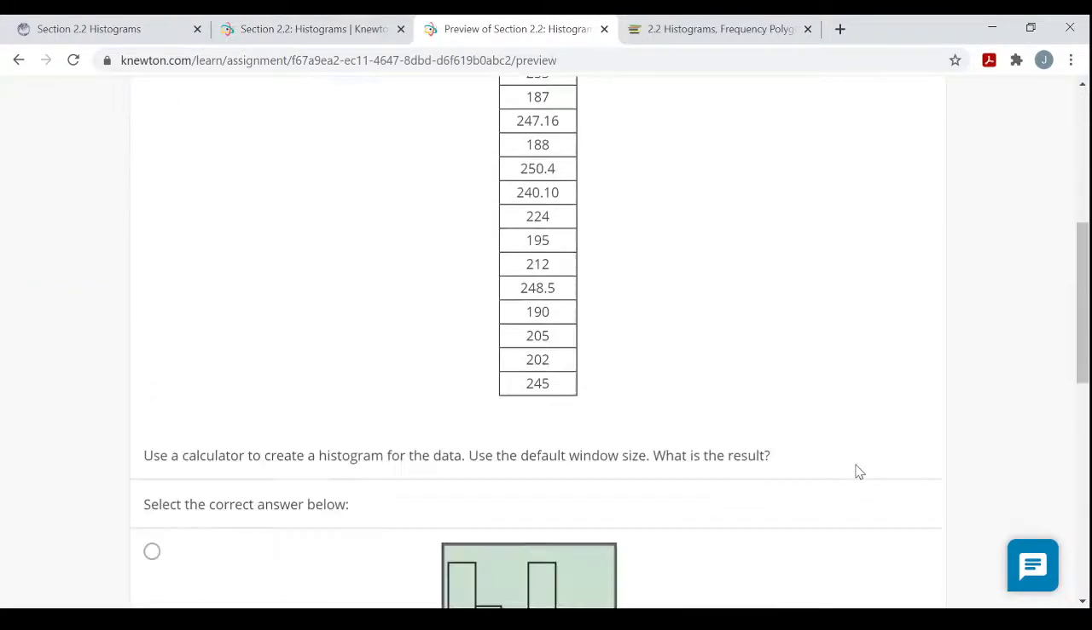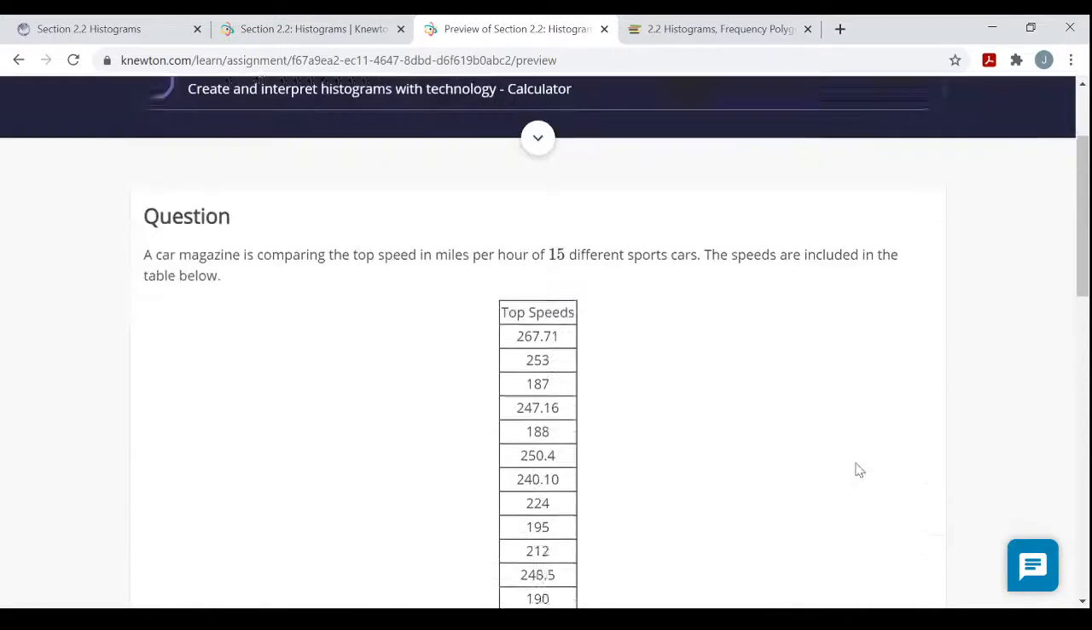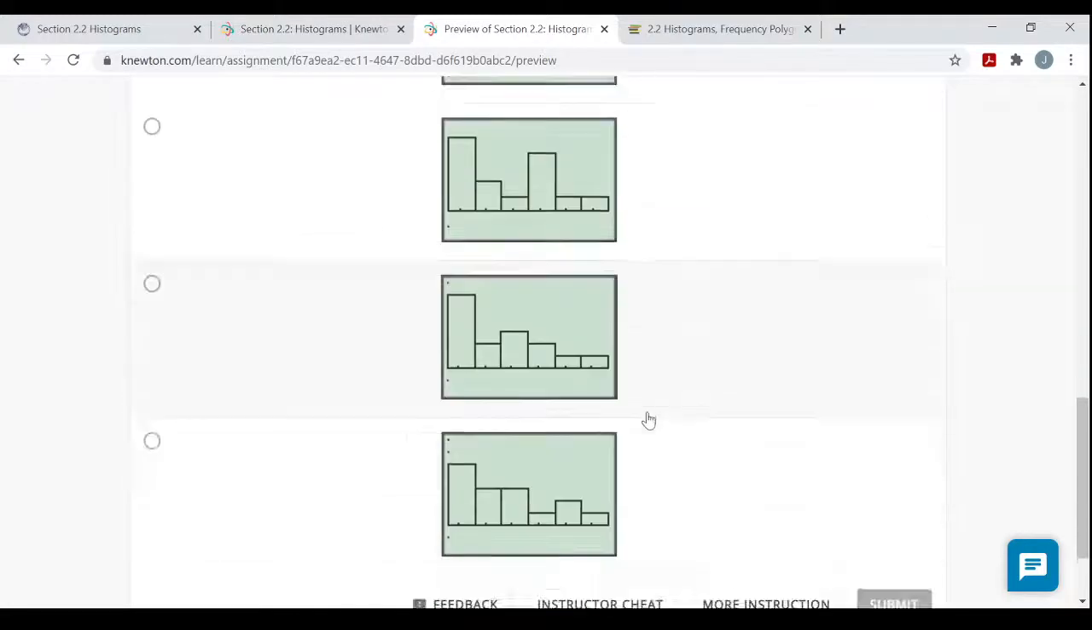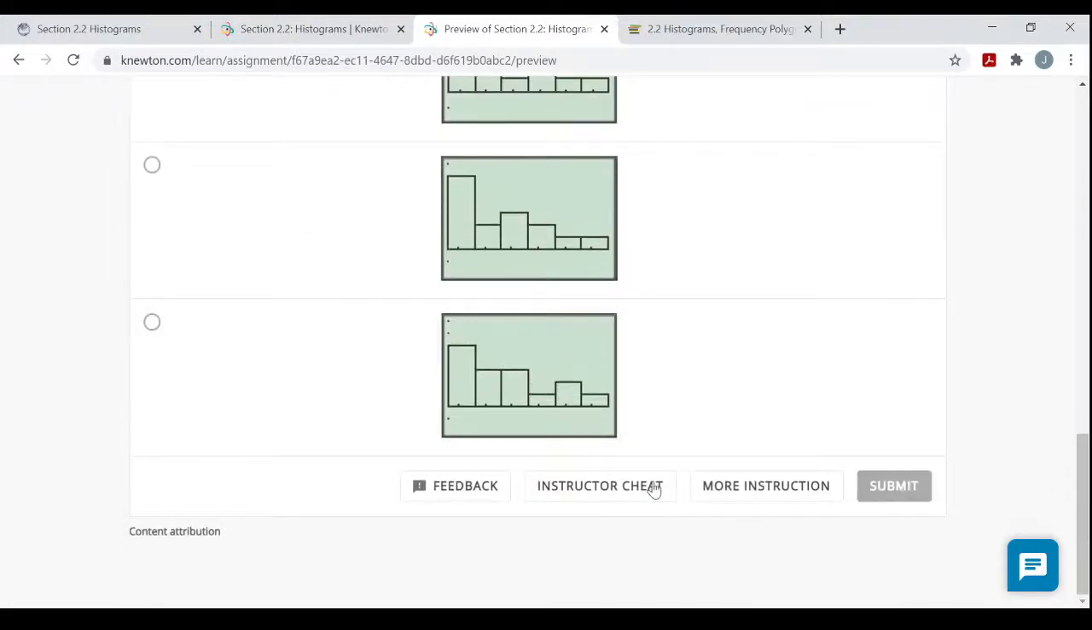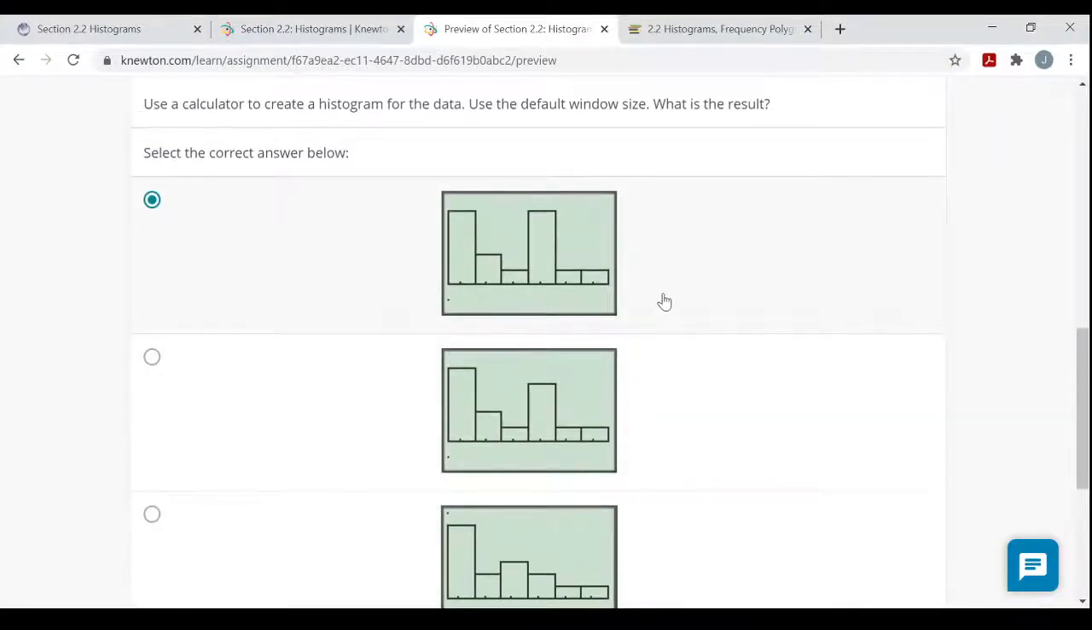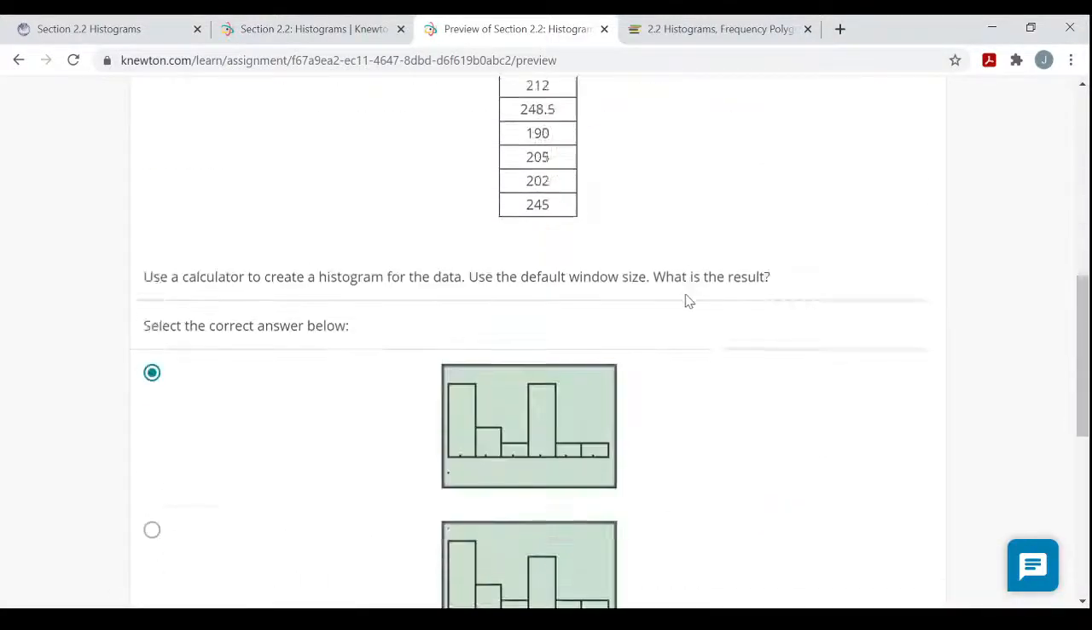So again, you would just enter this list, make a histogram, and just hit zoom stat. Just go zoom stat, and pick the correct one that matches. I'm just going to put the cheat in here. We're at the end pretty much. So this is the first one. Again, you can do that on your own.